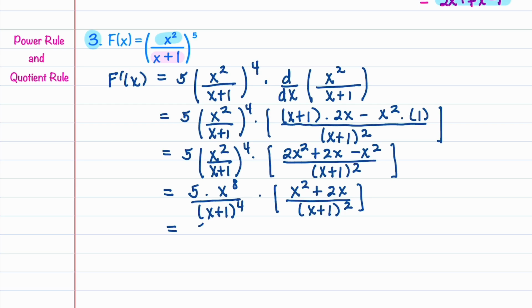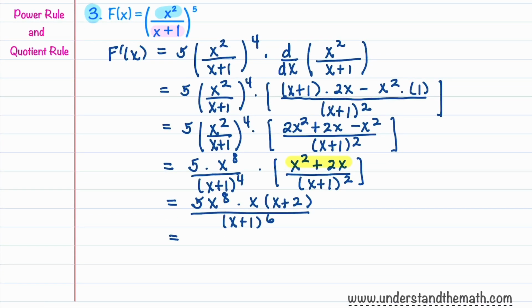This gives us 5x to the 8th, and then the x squared plus 2x. Let me highlight that so you can see what I'm talking about. For that piece, we can pull out an x and write this as x plus 2. And then in our denominator, we have two functions multiplied, which means we add the exponents. So this becomes x plus 1 to the 6th.